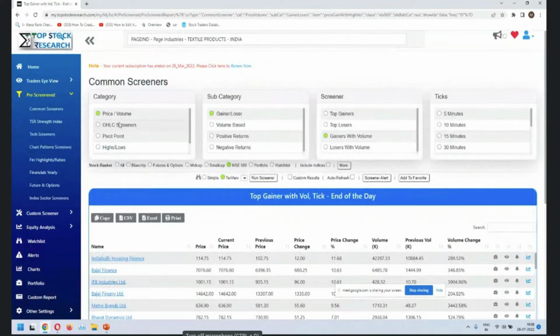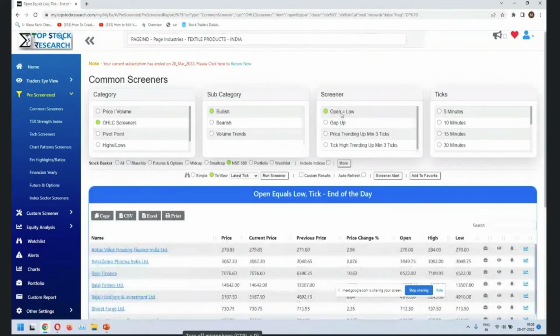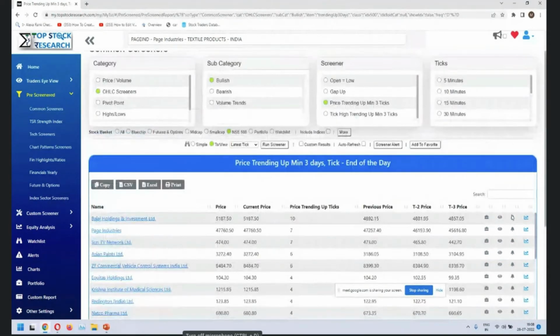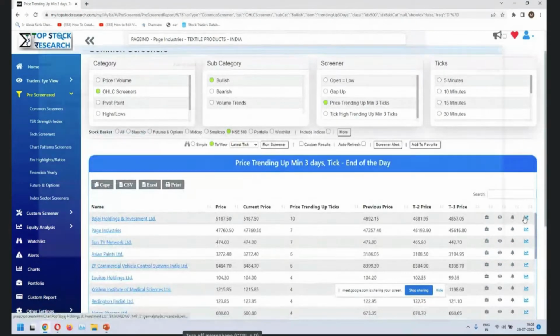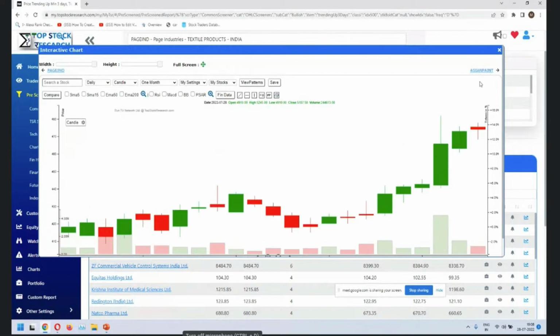The second screener, which a lot of our users look for, is the OHLC screeners, where they are looking for open equal to low, or gap up, or price trending for a minimum of 3 ticks, right? So these are the stocks which are trending, or which are going up daily. If you see Bajaj Holdings, it is going up almost on a daily basis for the last 7 days. Even though it is a red candle, the close price is higher than the previous one, right?